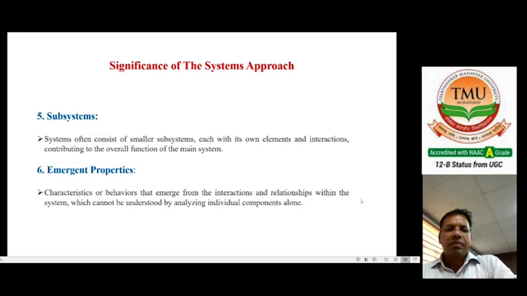Next is the subsystem. A system often consists of smaller subsystems, each with its own elements and interactions, contributing to the overall function of the main system. That is also part of the system approach. Emergent properties are characteristics or behaviors that emerge from the interactions and relationships within the system, which cannot be understood by analyzing individual components alone.